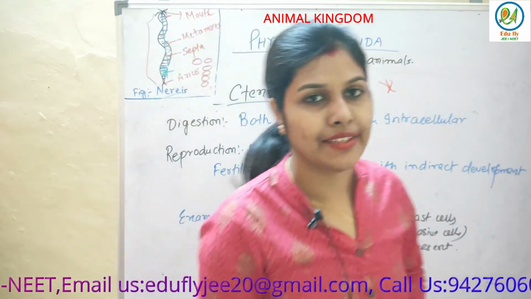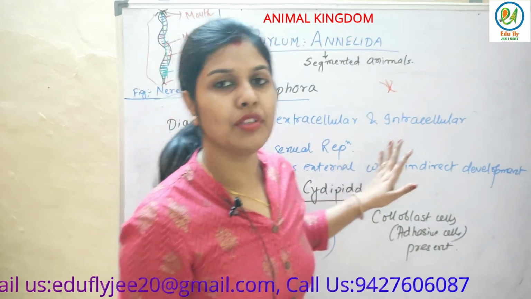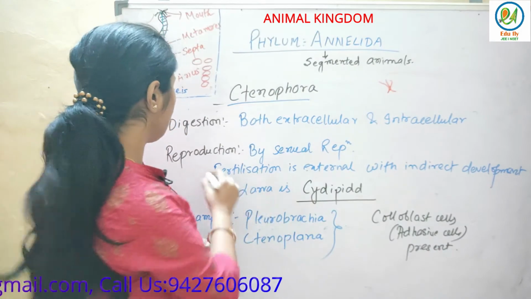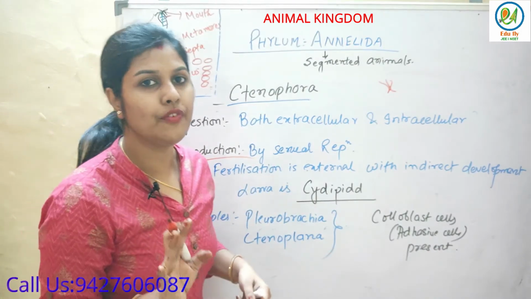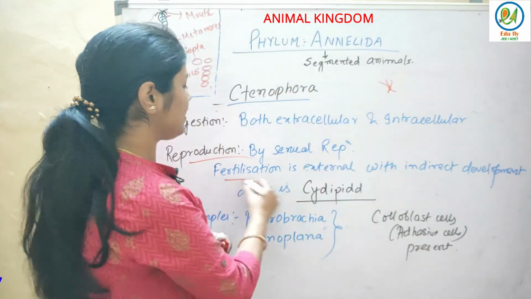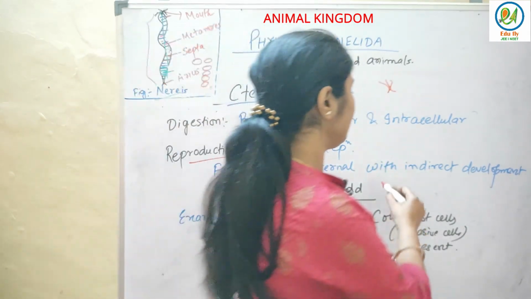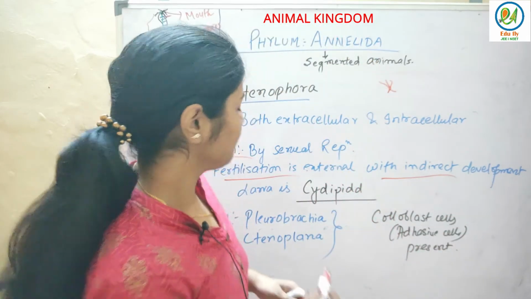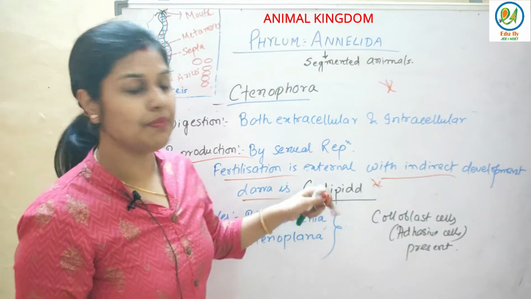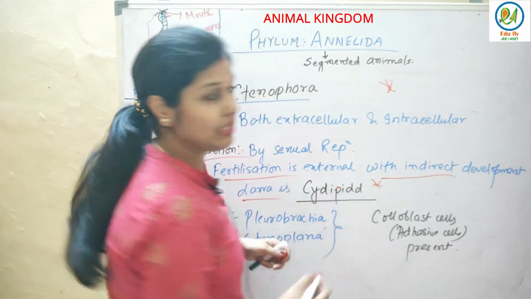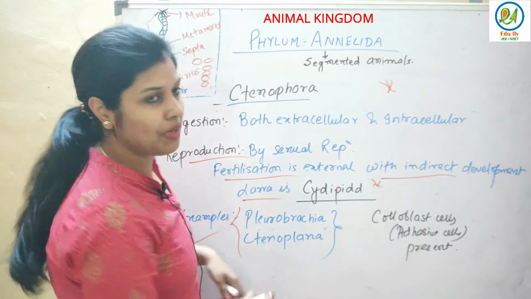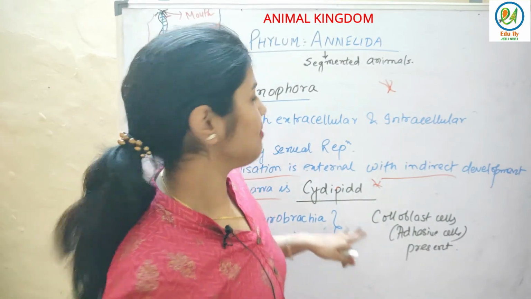Now let's see about digestion. They have both extracellular and intracellular digestion. They only follow sexual reproduction. Asexual reproduction is absent in Ctenophora. Fertilization is external, and development is indirect. The larva, important from NEET point of view, is the cydippid larva. Just remember the examples Pleurobrachia and Ctenoplana.